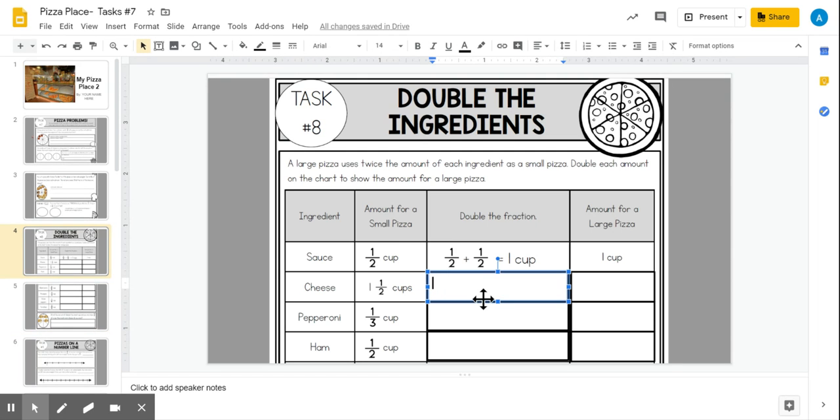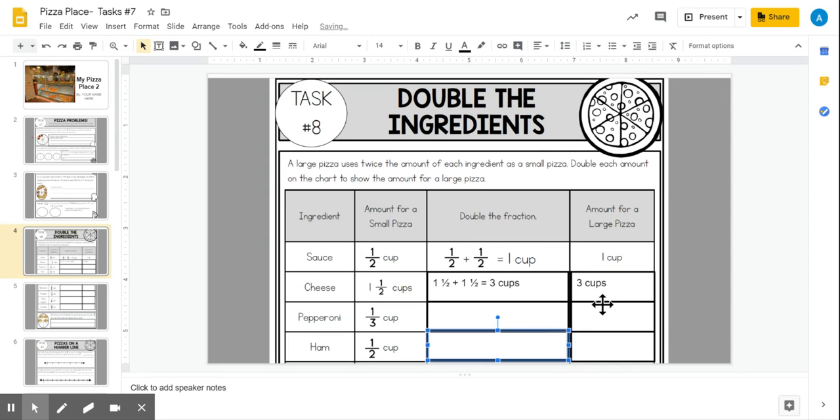And so cheese is 1 1/2 cups, so it's 1 1/2. This one's harder, but this is the only hard one. So you add, I'll just give this one to you. 1 plus 1 is 2, and then 1/2 plus 1/2 is 2/2, which is also equal to 1. So this one is actually 3 cups. Again, if you didn't understand that, I know we're going to be talking about it more when you are older.